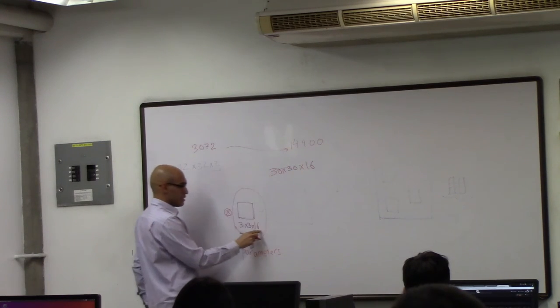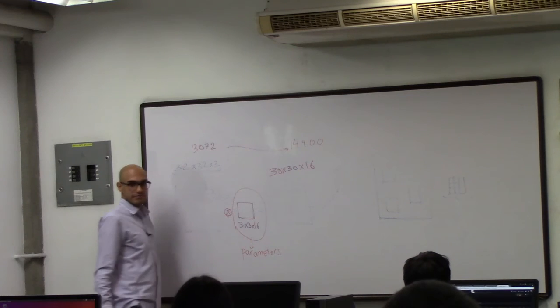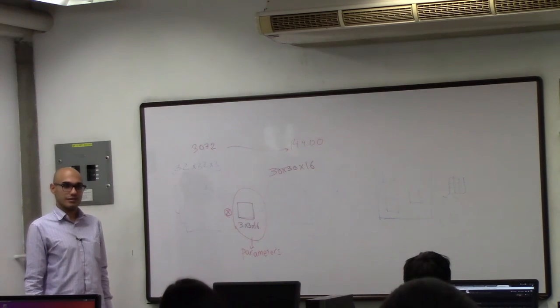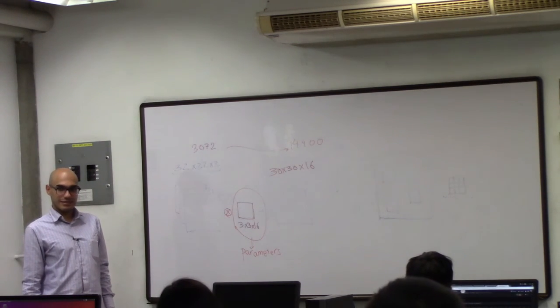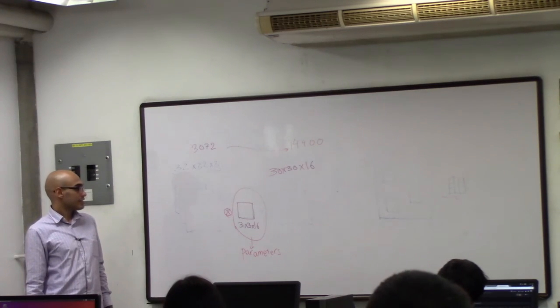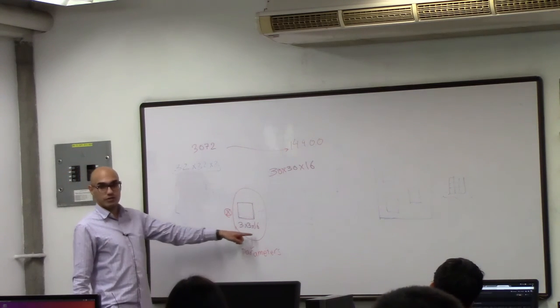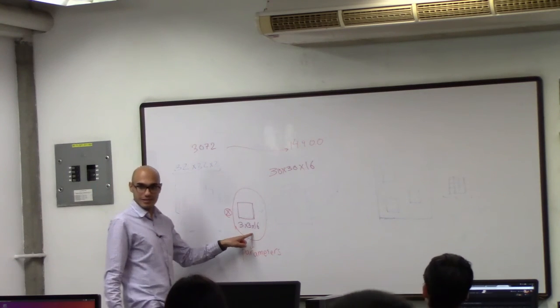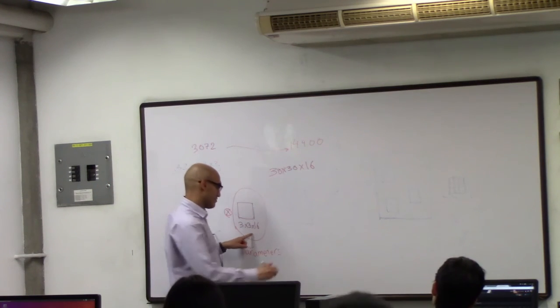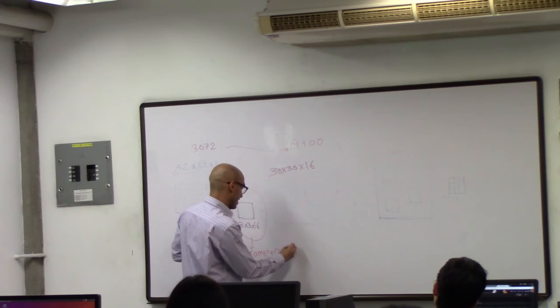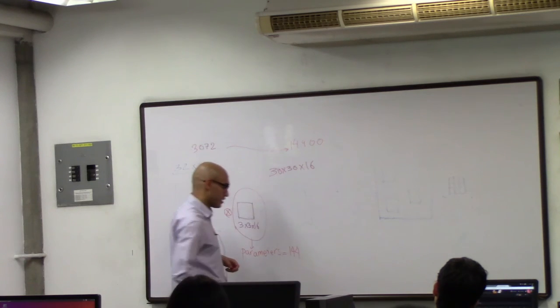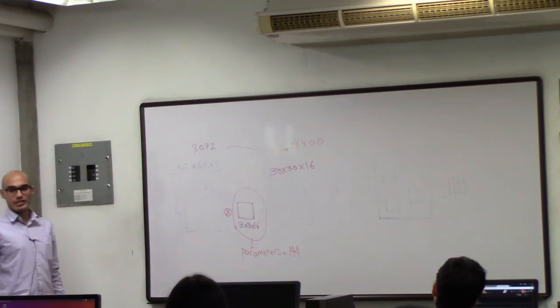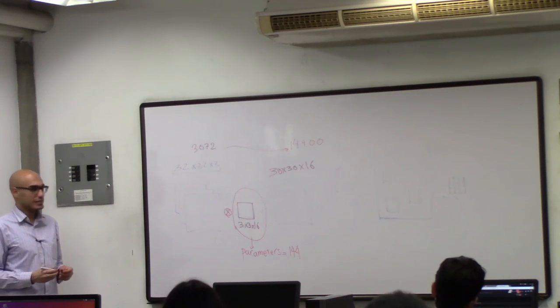So can someone tell me what this number is? 144. Sorry, I didn't hear you. 144 parameters, right? So you only have 144 parameters.